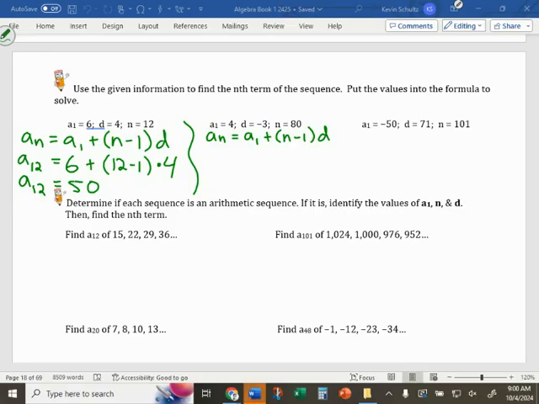Write out the formula here. We're looking for the 80th term, which means that the answer for the 80th term can be found by starting at 4, adding the difference of 80 minus 1, and we're multiplying that by negative 3, because that is the common difference. We're subtracting 3 over and over and over again.